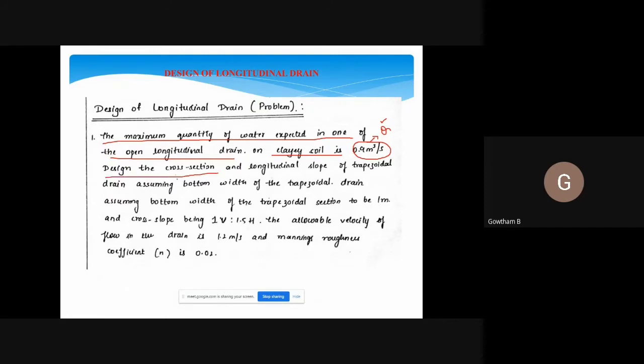Next, design the cross section and longitudinal slope of the trapezoidal drain, assuming the bottom width of the trapezoidal drain is 1 meter. He is saying that the discharge in the channel we are expecting is 0.9 meter cube per second, and also that we assume the bottom width of the trapezoidal section as 1 meter. Also assume the cross slope as 1 vertical to 1.5 horizontal. Also the allowable velocity of flow in the drain is 1.2 meter per second.